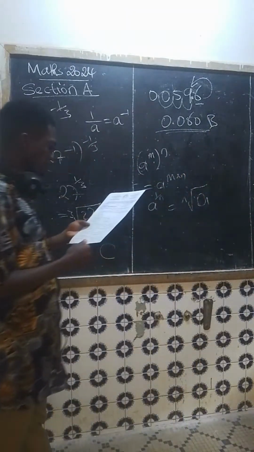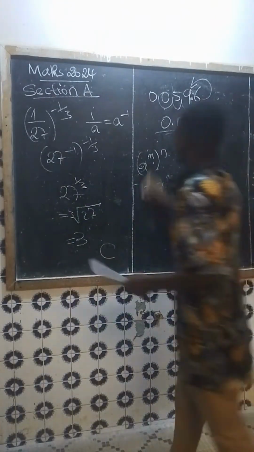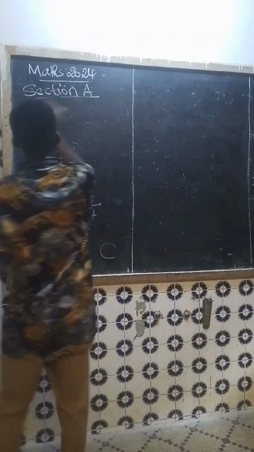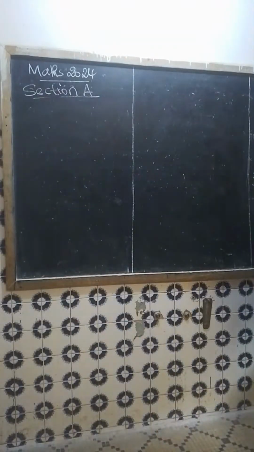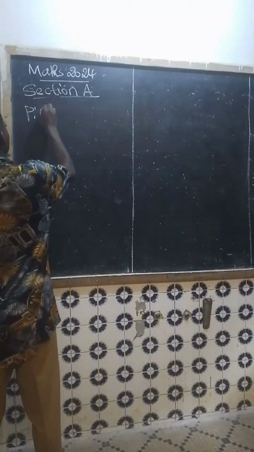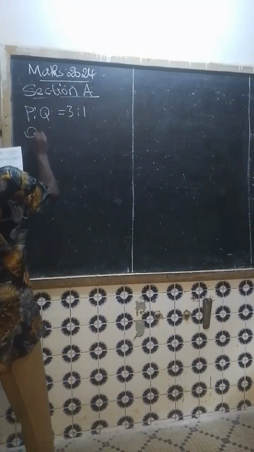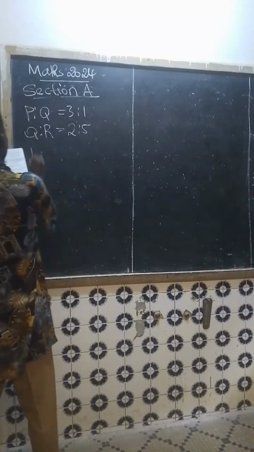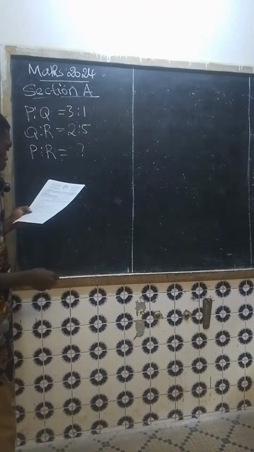Question number 3. Given that P is to Q is equal to 3 is to 1, and then Q is to R is equal to 2 is to 5, then find P is to R. We have to find this.